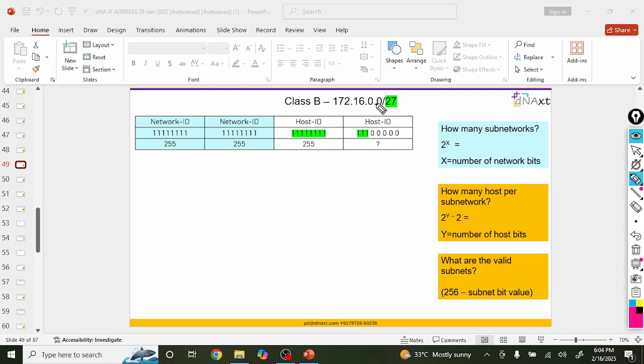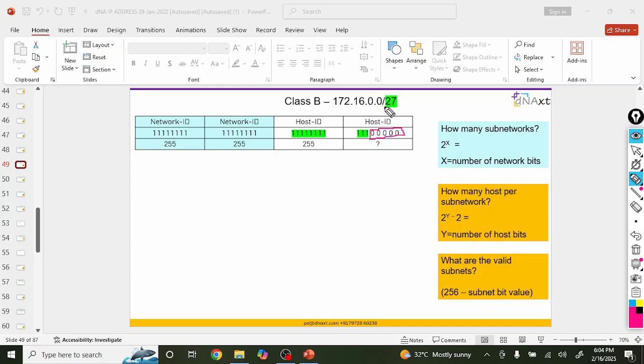We are discussing Class B subnetting, and in this video we are talking about slash 27. Slash 27 means there are a total of 27 network bits. Out of 32, 27 are given to the network, so the remaining 5 are the host bits. Only 5 host bits we have in this scenario.